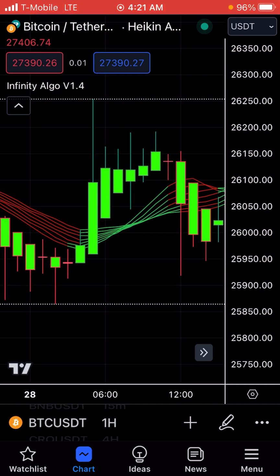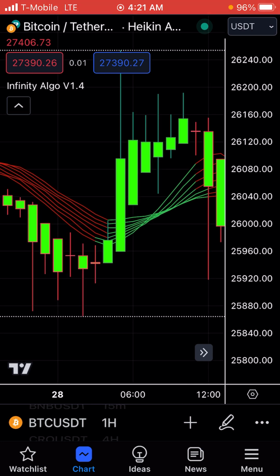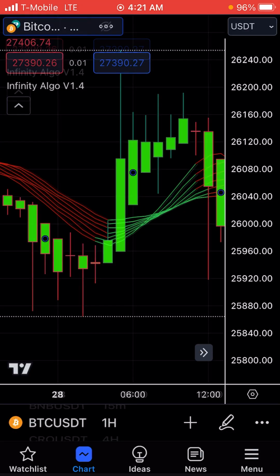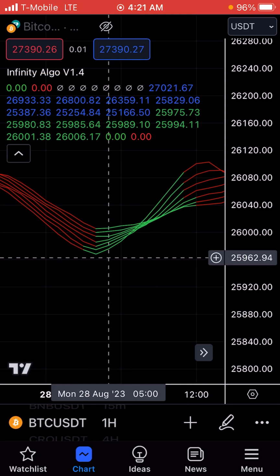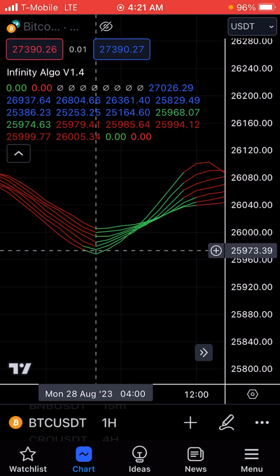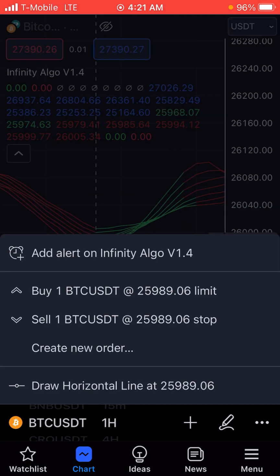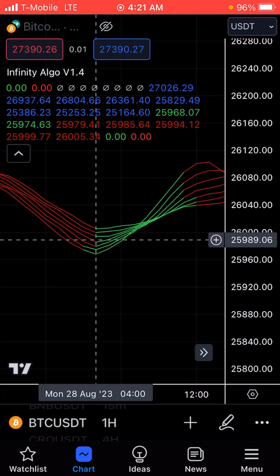So let's just look at maybe one or two more instances, then we'll go to MicroStrategy. If we turn off the candles here, in this scenario, I'm going to draw a line. You see the two of them start turning green and then all of them turn green. So right around here would be a good time to get in. Let's draw a line right there.